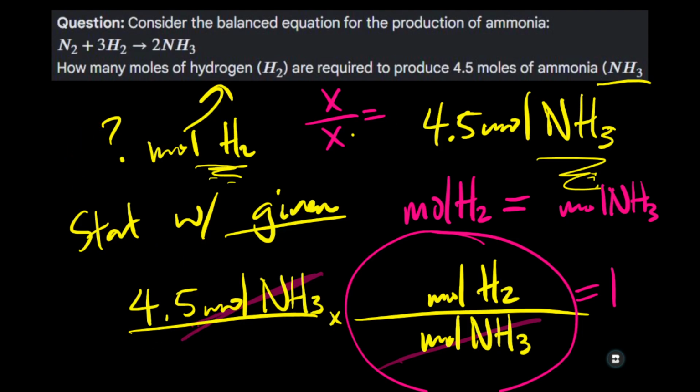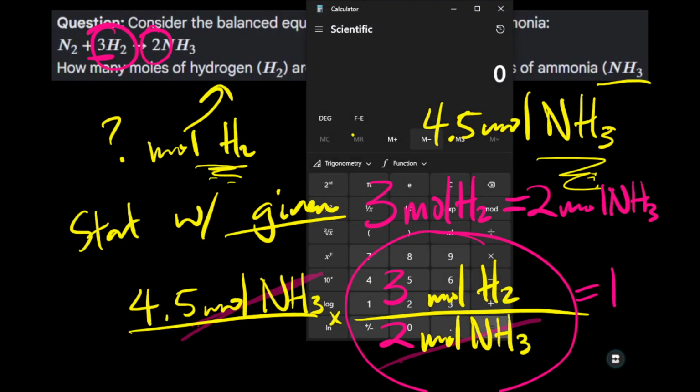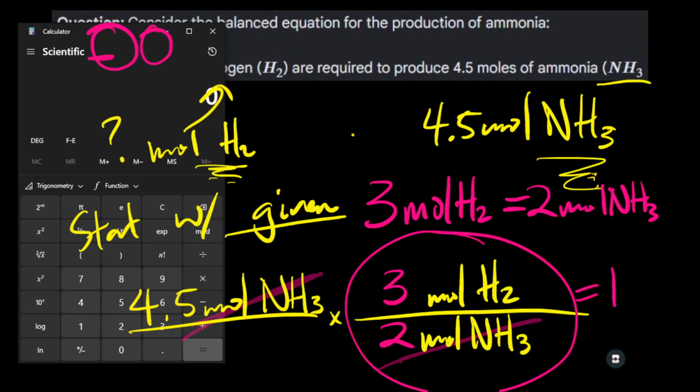So how can we make sure they're equal? So this is where we use the balanced equation. So for H2, the coefficient is 3. So for every 3 mole of H2, I should be able to make 2 moles of NH3. So the ratio is going to be 3 to 2. Okay? And then using a calculator, let me pull up my calculator. I will have 4.5 times 3 divided by 2 equals 6.75.